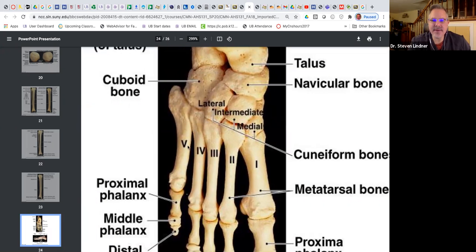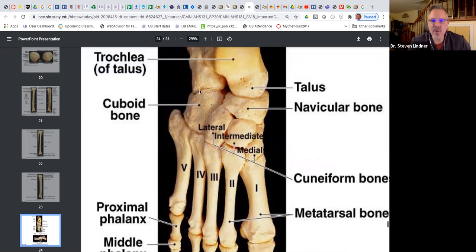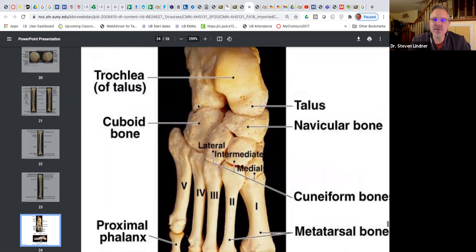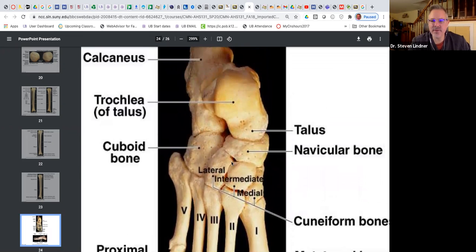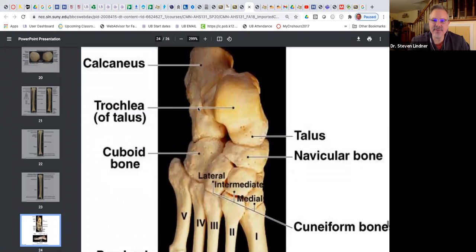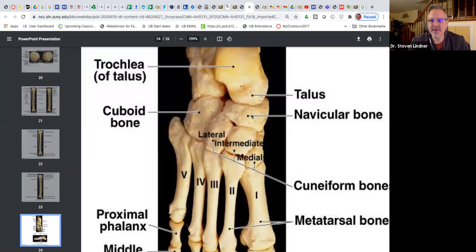Attaching to the 4th and 5th metatarsal is the lateral one in that distal row, called the cuboid bone. So those are the 7 tarsals. You have 1, 2, 3, 4, 5, 6, 7. Talus, most superior. Calcaneus, the most inferior, the heel bone. Navicular, which articulates with all the other 6 bones. Then you have medial cuneiform, intermediate cuneiform, lateral cuneiform, or cuneiform 1, cuneiform 2, cuneiform 3, and the cuboid.